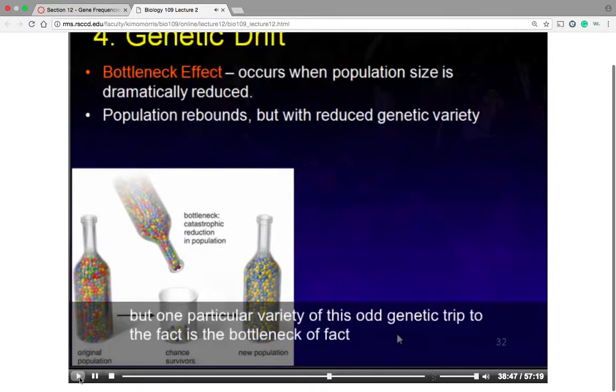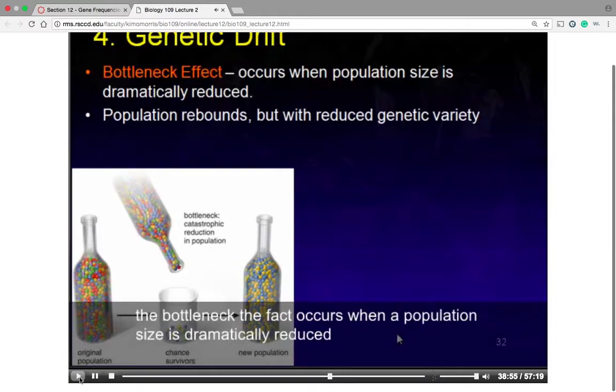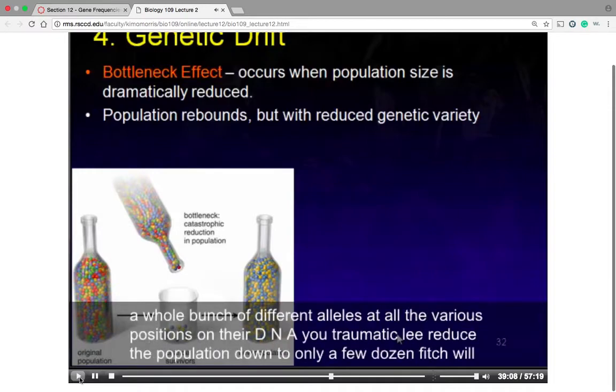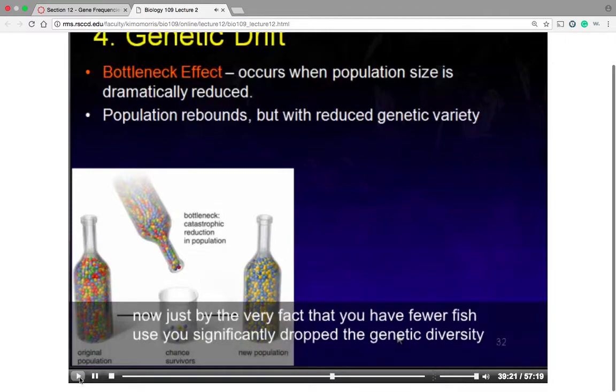But one particular variety of this genetic drift effect is the bottleneck effect. The bottleneck effect occurs when a population's size is dramatically reduced. For example, you go out there and you overfish a population. Instead of there being 1 million fish out there representing a whole bunch of different alleles at all their various positions on their DNA, you dramatically reduce a population down to only a few dozen fish. Well, now, just by the very fact that you have fewer fish, you have significantly dropped the genetic diversity.